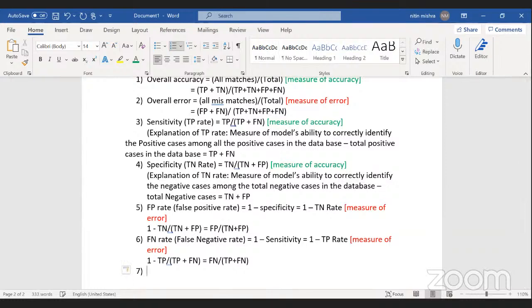Now, there is the seventh measure also. This seventh measure is called precision, which is TP divided by TP plus FP. All right. Now, obviously, the explanation for this is very important.